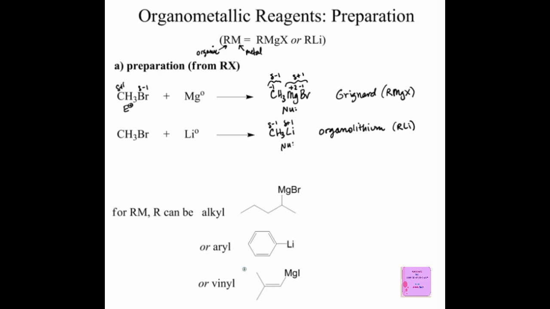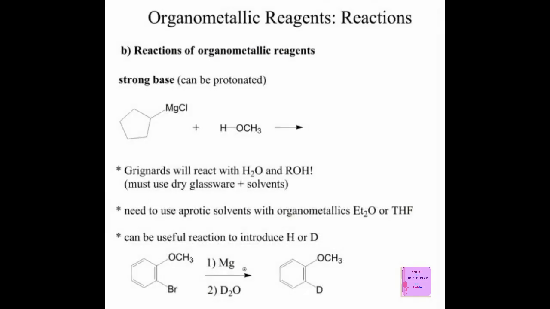So when it comes to synthesis, these organometallic reagents are really going to open up the door for us for making all sorts of interesting and new molecules. So let's think about the reactions that an organometallic might undergo. We just learned how to make them. How do they behave? What can they do? Well, one reaction that they have is that they're extremely strong bases. In other words, they can be protonated.